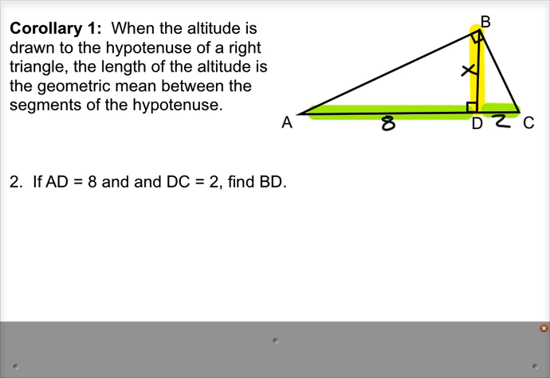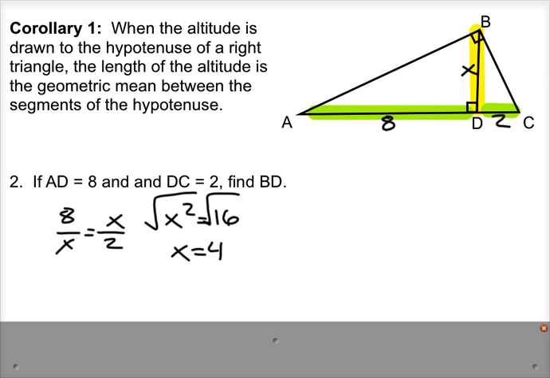Well, I know BD is supposed to be the geometric mean. I find that by putting X diagonal this way, and I fill in the other two values, 8 and 2, and I cross multiply. X squared equals 16. Take the square root, and I only care about the positive value of 4 because I am looking at a side length in a triangle. So BD is 4.